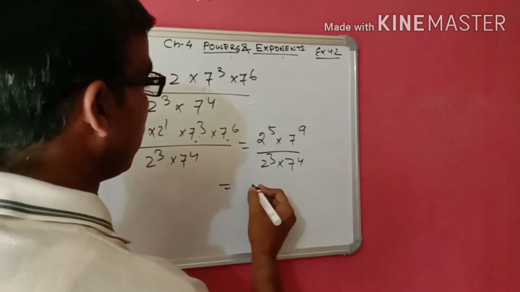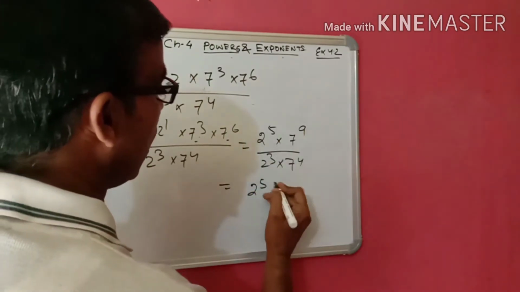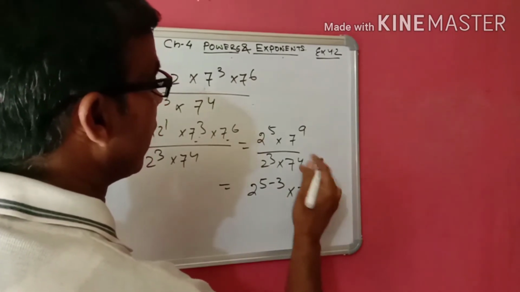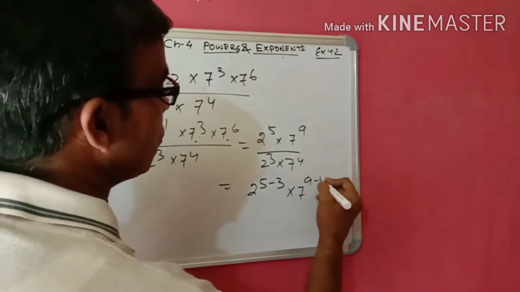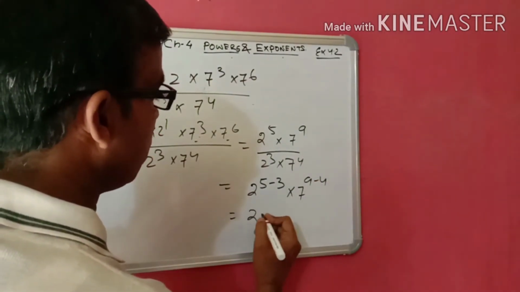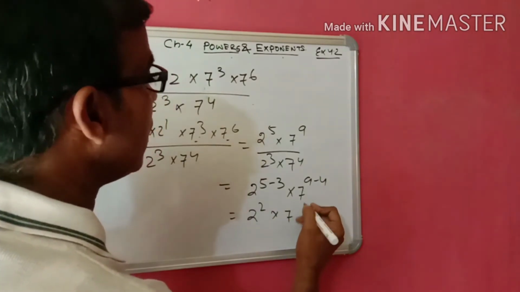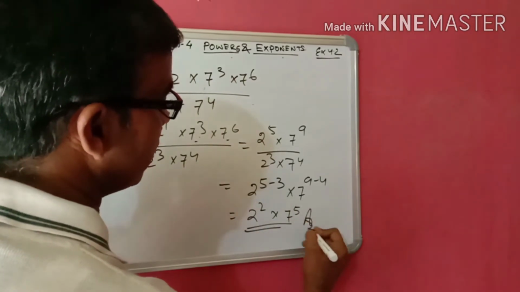So this is division only. I can write 2 to the power 5. This power will go up, sign will be changed, so this will be minus 3, into 7 to the power 9. Here same, the power will go up, so sign will be changed. This is 4. So therefore 2 to the power 2 into 7 to the power 5. This is your required answer. Write down please.